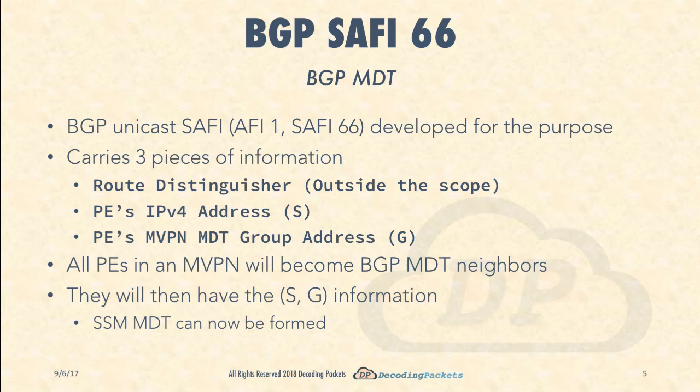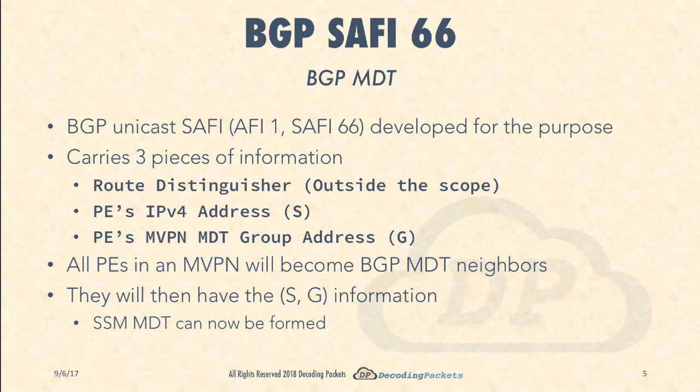It's AFI 1 SAFI 66. And the NLRI in this BGP advertisement contains three specific pieces of information. The first piece is the route distinguisher. That is outside the scope of our current video series, because that is for inter-AS multicast. It may be covered in a later video, I don't know, but for this particular video, since we are doing intra-AS, we are not going to worry about the route distinguisher. But the other two things are absolutely important.